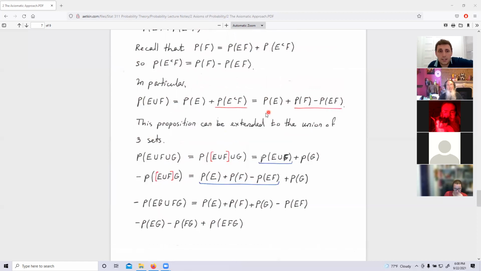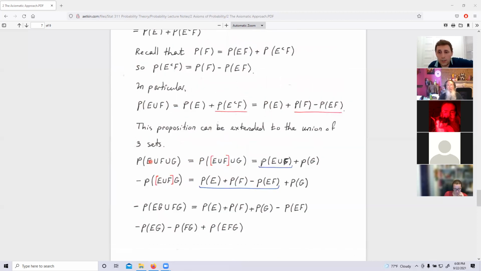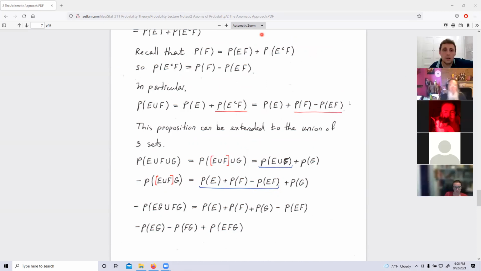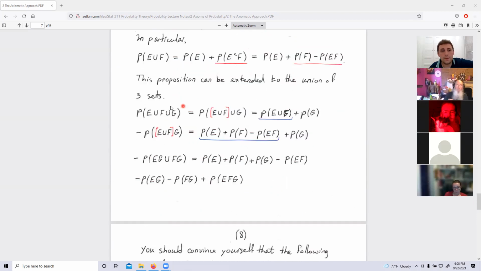So next is the union of three events, E, F, G. We can generalize it. I would just like to show you what happens with three events, and we are going to obtain a pattern. And the pattern is going to be very useful. Good. So let's see what happens with this pattern.